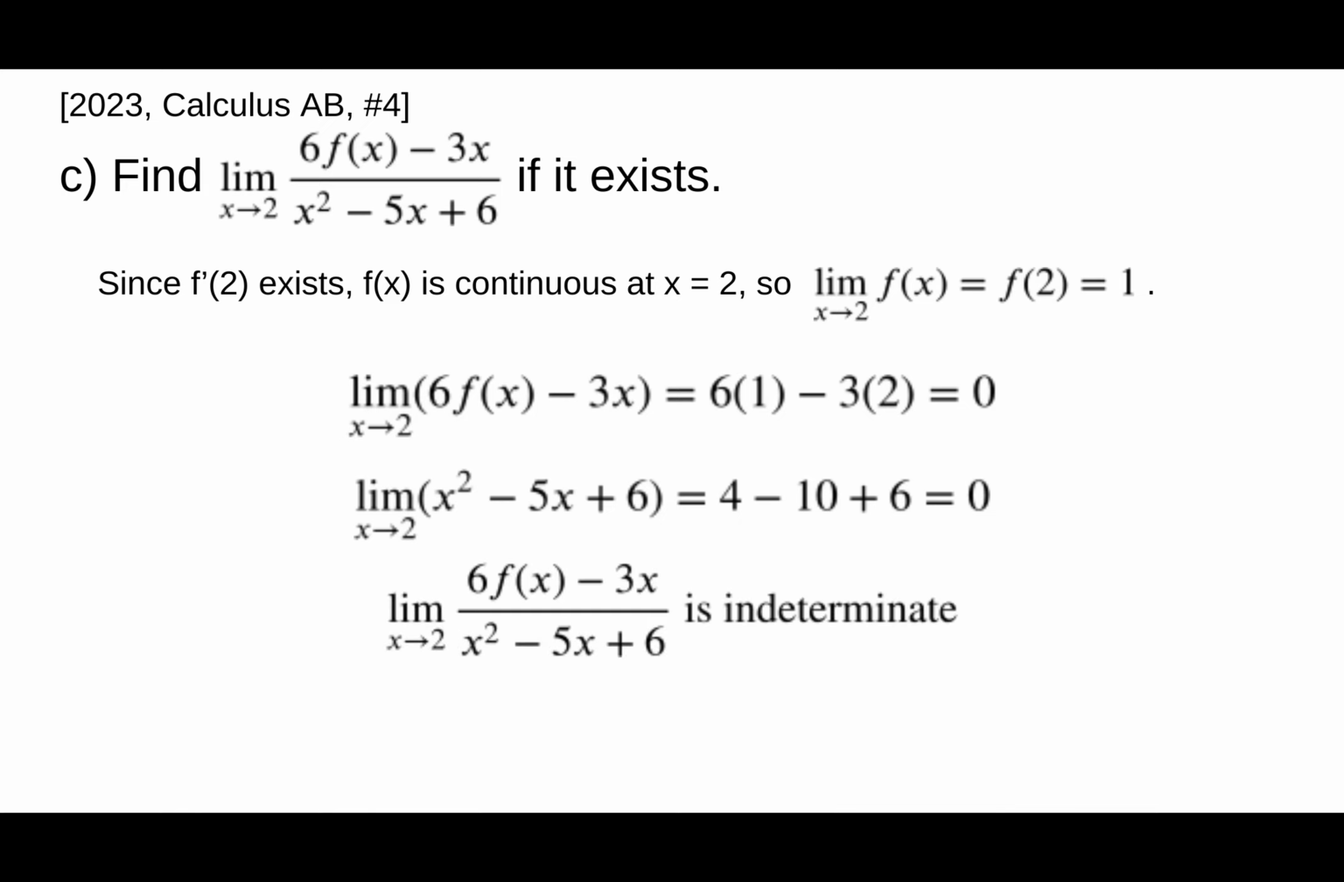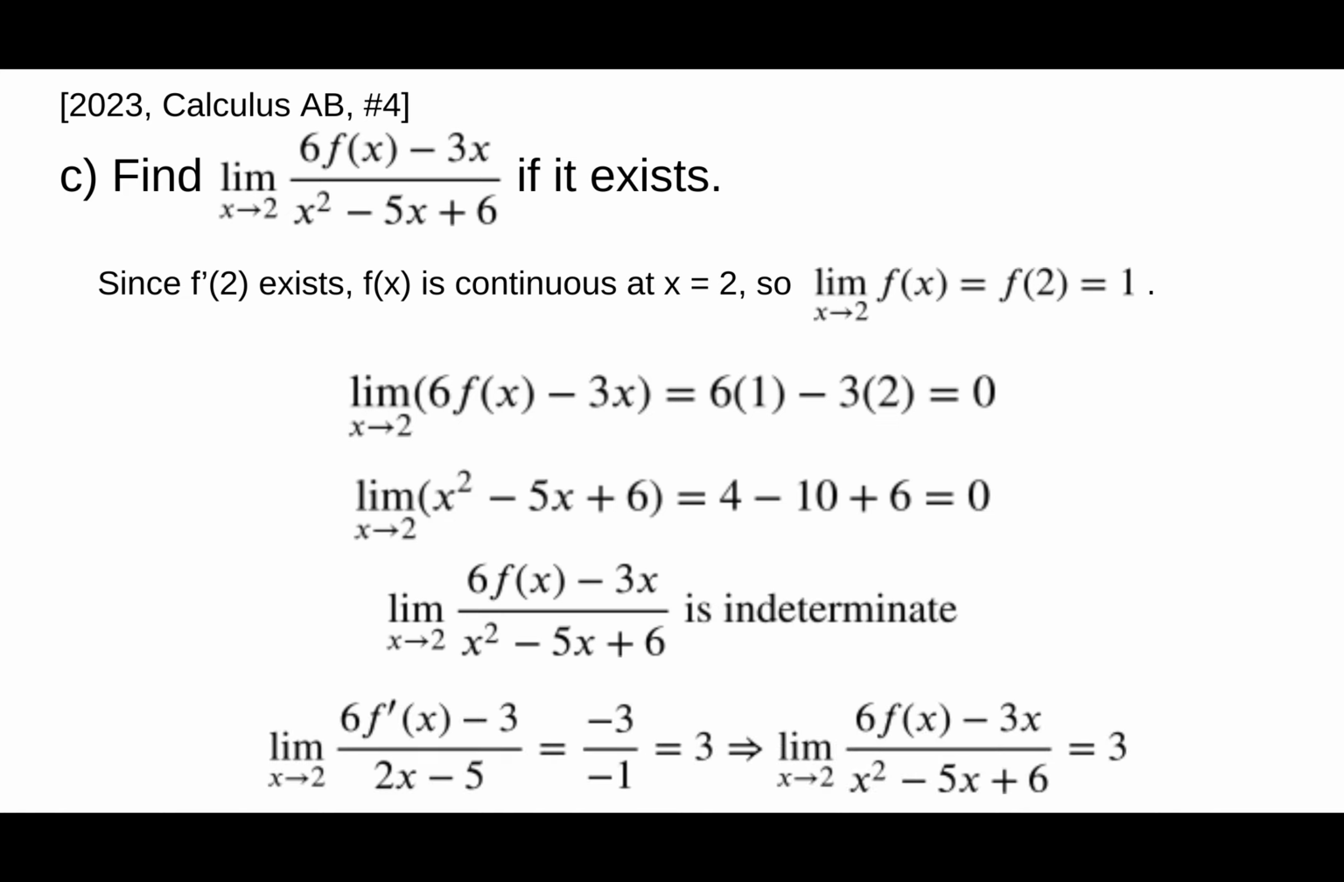And so I could just state that the limit in question here, the limit as x approaches 2 of 6f of x minus 3x over x squared minus 5x plus 6, is indeterminate. I don't have to use any wonky notation or anything like that, just clearly communicate that this would not be a limit that you can just find regularly. You would have to use L'Hopital's rule. All right, so if we know we have to use L'Hopital's rule, let's use L'Hopital's rule.